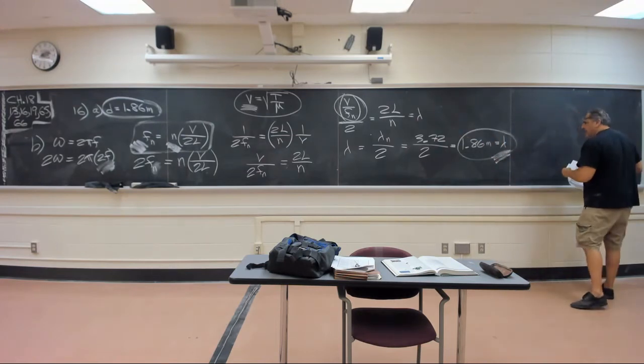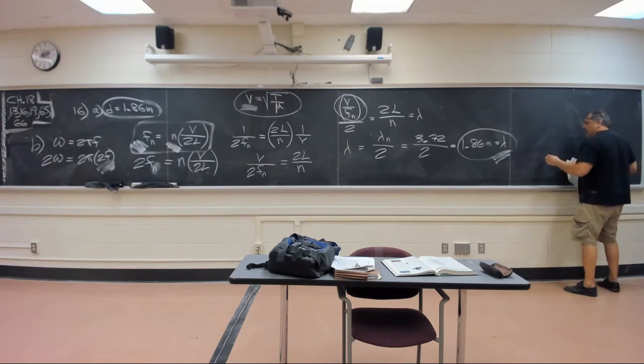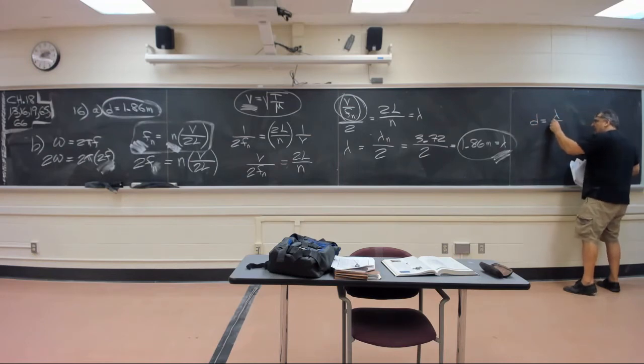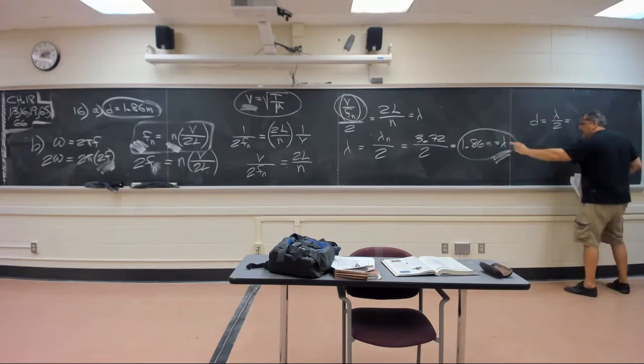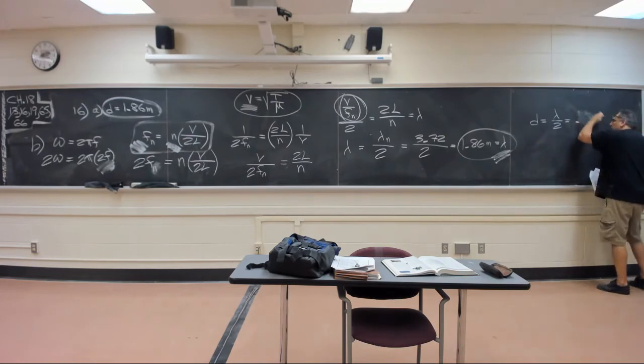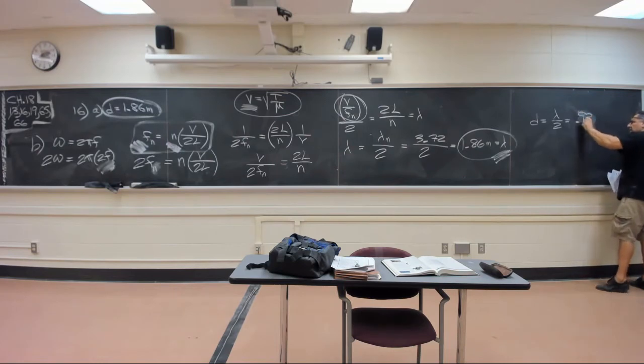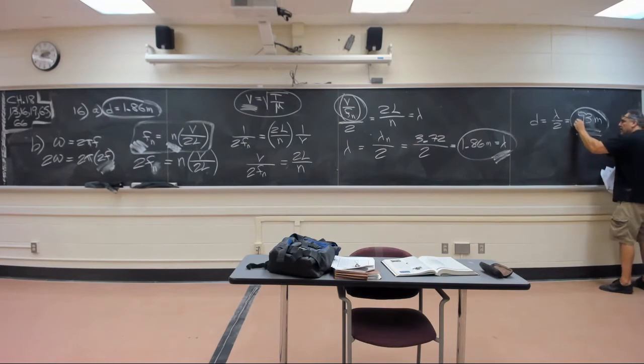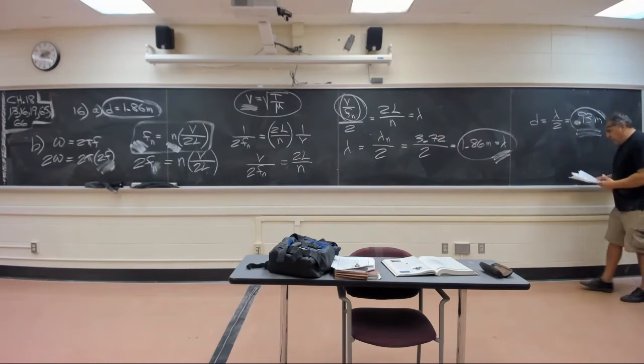If the wavelength is cut in half, the distance between the nodes is lambda divided by 2, which is 1.86 divided by 2, which is 0.93 meters.